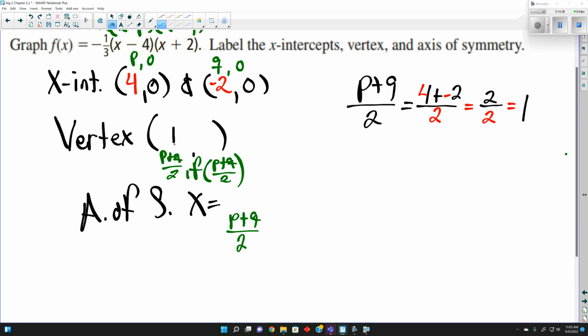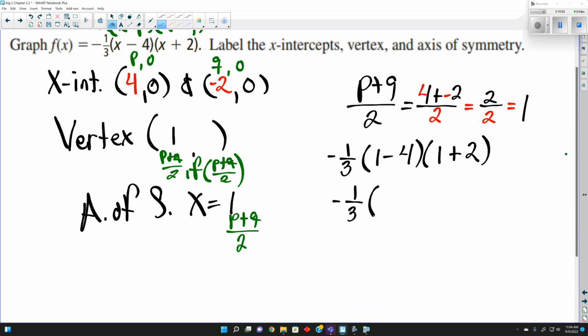So the x value of the vertex is 1. We also know for the axis of symmetry, x is equal to 1. So the last thing we need to do is plug it back in. So that's going to be -1/3 times -4 times 1 plus 2. Now our 1 minus 4 is going to be -3, and our 1 plus 2 is 3.